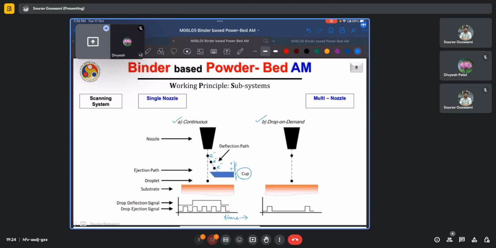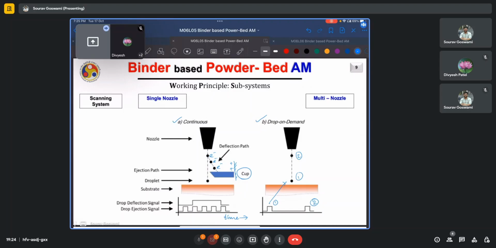Whereas in the more modern or, say, more accurate drop on demand systems, we are giving the drop ejection signals only when needed. So say this signal can correspond to this drop here, whereas this one can correspond to drop 2, and in between, no material comes out of the nozzle.